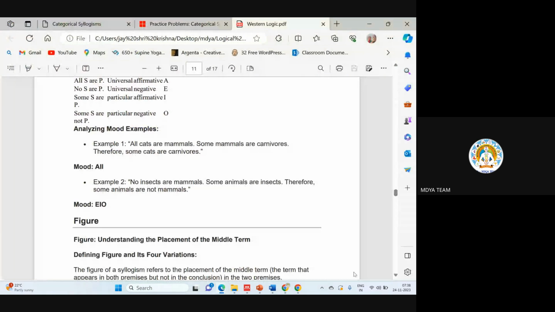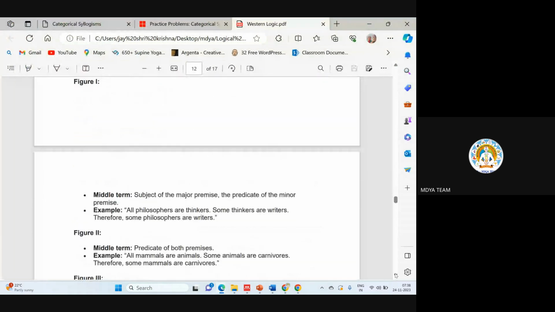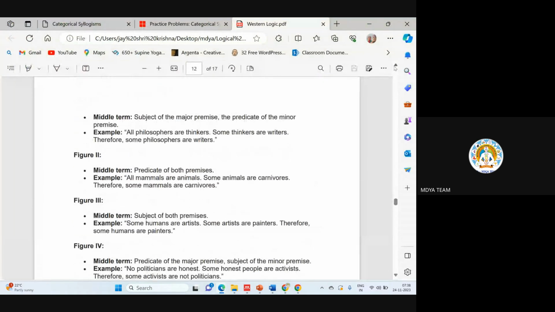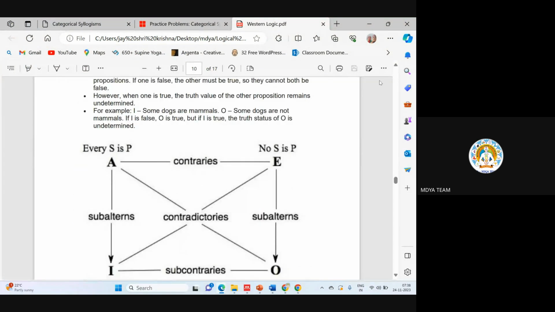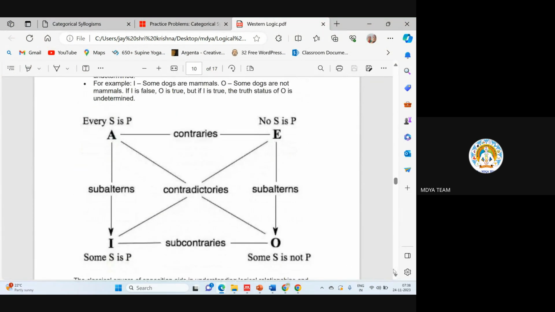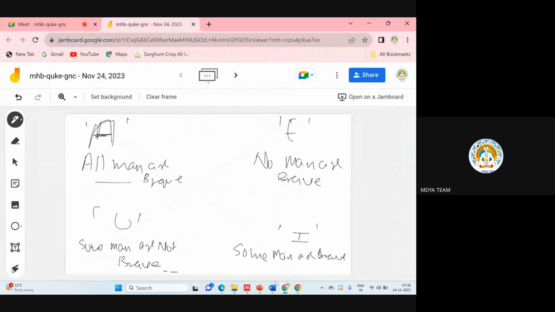Yesterday we were discussing that. Every S is P, this is universal affirmative. No S is P, this is E type statement. As you told, this is universal negative. Some S is not P. We have made a small mistake here. We have to write it here, and this I should be here.